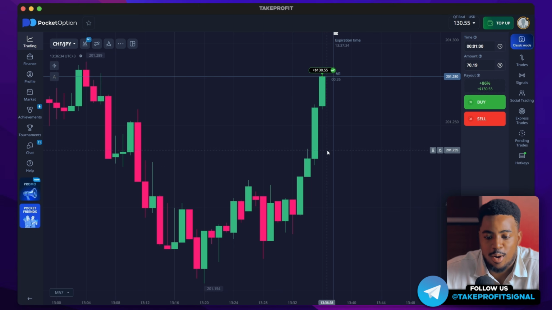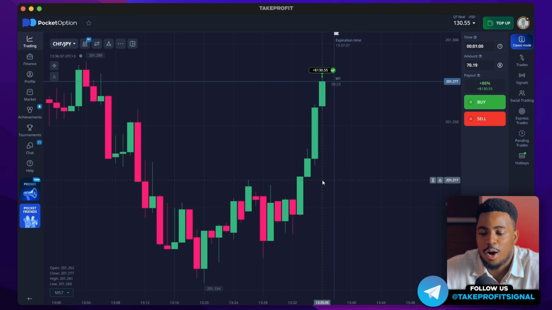Great trade, excellent upward movement. My balance is already $130.